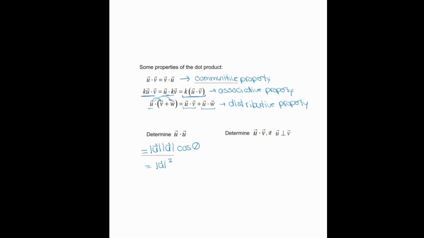So let's think about this one now. We know we're going to have the magnitude of vector u times the magnitude of vector v, times cosine. This time our angle is 90 degrees. Now, the cosine of 90 is actually equal to 0. So that means our dot product u dot v is just equal to 0. So a few important properties there.